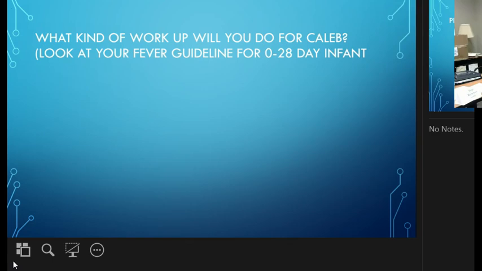So the question really is, what kind of workup will you do for Caleb? Look at your fever guideline now for the 0 to 28-day-old infant, and let's decide.